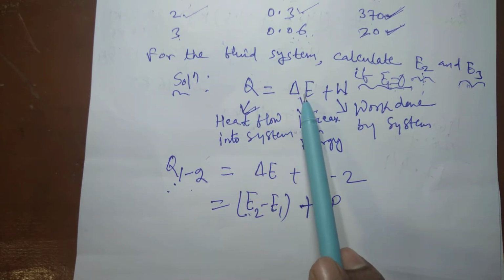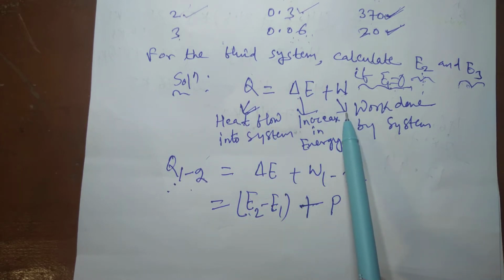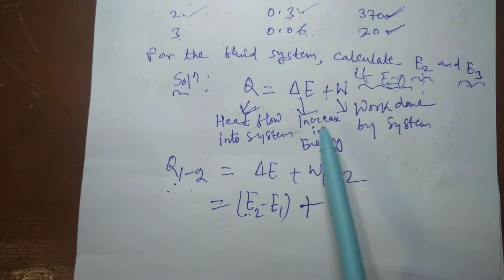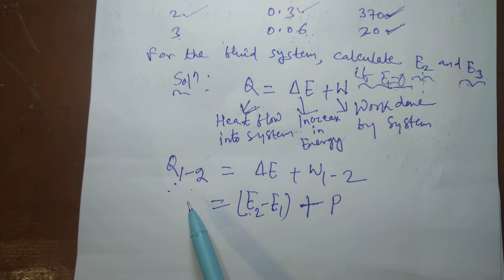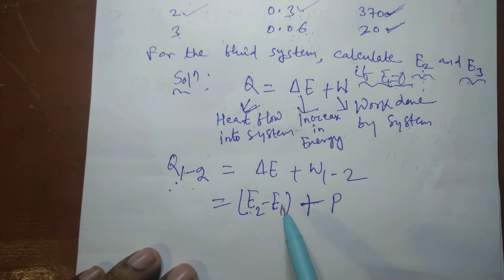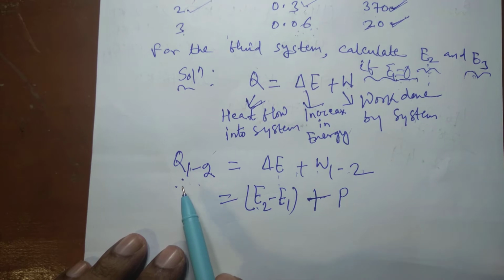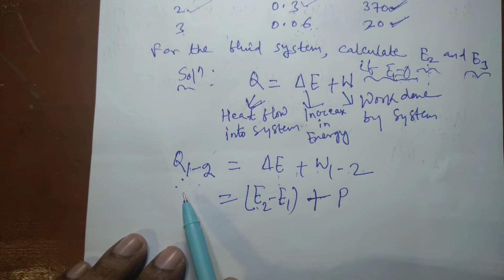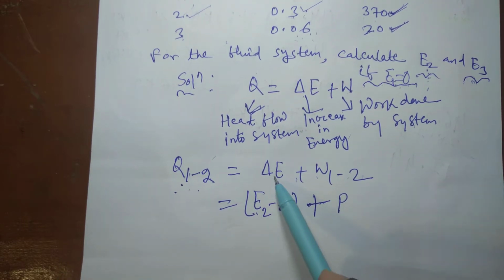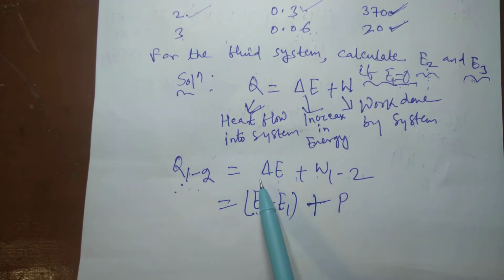Q is equal to delta E plus W. Q is heat flow into the system, W is the work done by the system, and delta E is the increase in energy, or E2 minus E1 for this case. When the system or fluid travels from state 1 to state 2, this will be Q12 is equal to delta E plus W12. Since heat and work are path functions, they are inexact differentials, so they are written like this: Q12. We cannot write Q2 minus Q1, but we can write E2 minus E1, because energy is a property of the system.